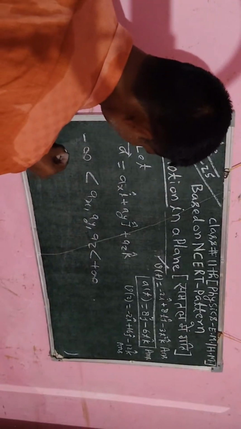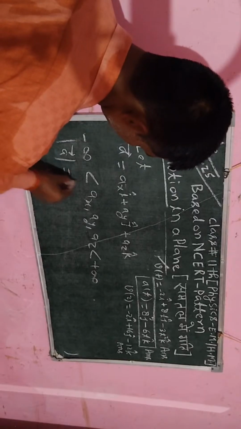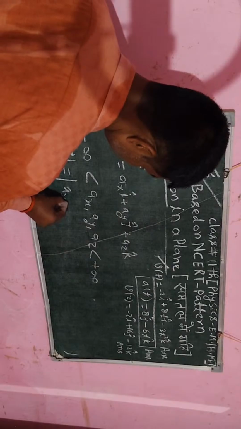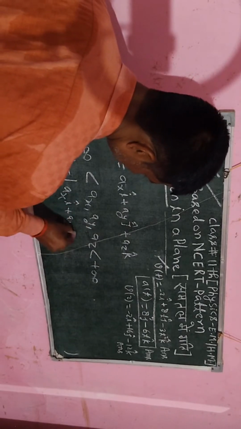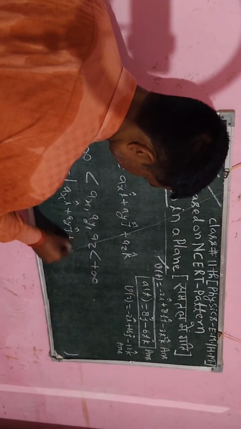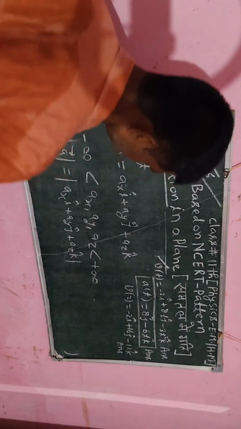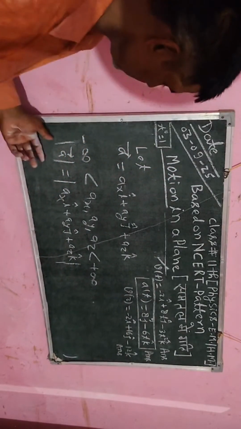That is, I will write here the magnitude of the vector A, which is equal to the magnitude of the vector Ax vector i cap plus Ay vector j cap plus Az vector k cap. Okay, so properly I have written there.